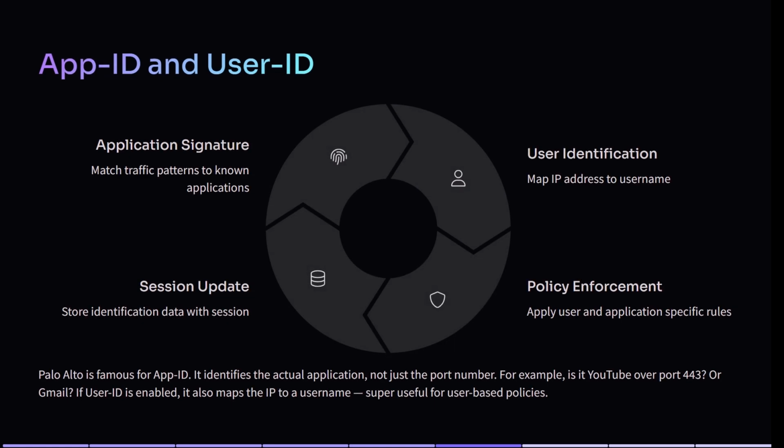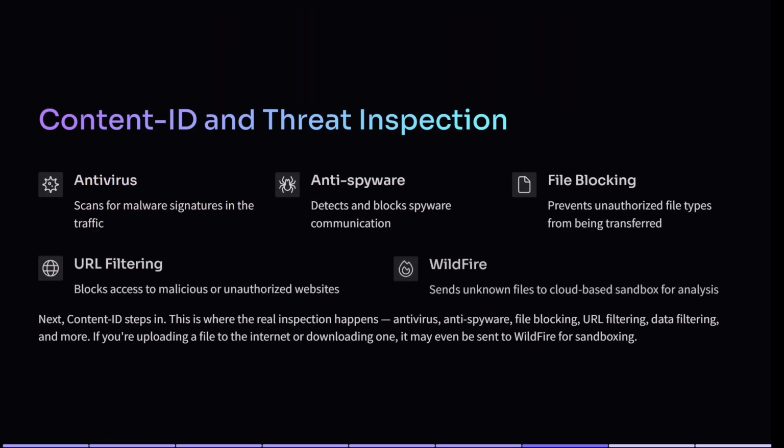Palo Alto is famous for App ID. It identifies the actual application, not just the port number. For example, is it YouTube over port 443? Or Gmail? If User ID is enabled, it also maps the IP to a username. Super useful for user-based policies.